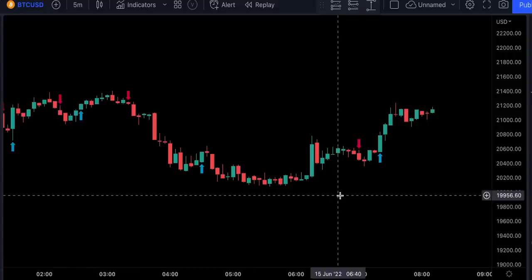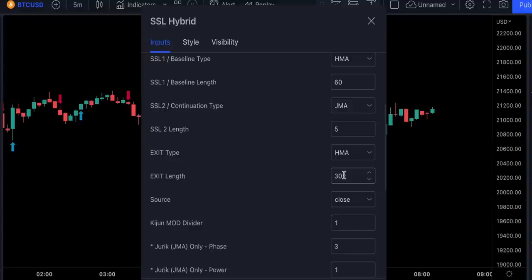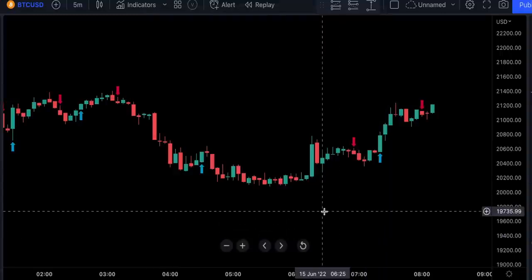I don't have much information on how these exit signals are calculated, and the difference between this indicator and the other two I just showed you is the ability to better customize the exit signals. You can change the length, for example, from 30 to 20. We see that the signals react to the price changes a bit faster.